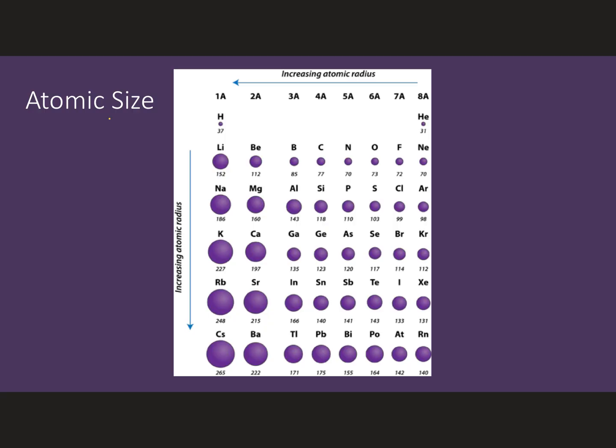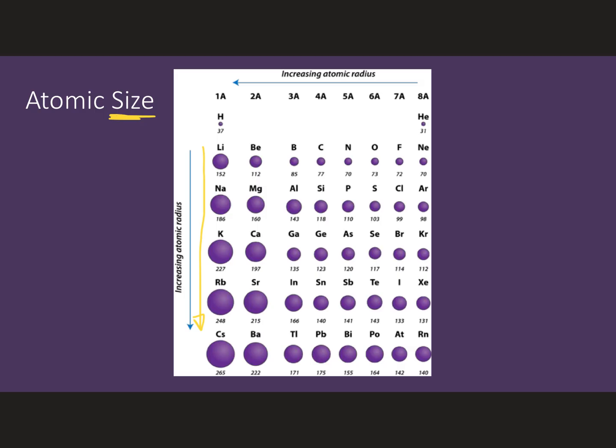Last trends we're going to talk about are with respect to size, and this is the one that can be a real pain because it makes a little bit weirder sense. I mean, going with atomic radii, the one that makes sense to us is going down the periodic table, we get bigger. Yeah, we're adding a lot more electrons. We're adding shells of electrons, so we would expect it to be bigger.